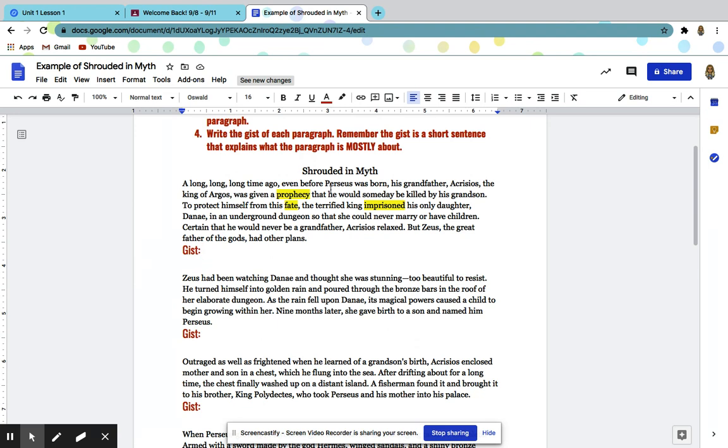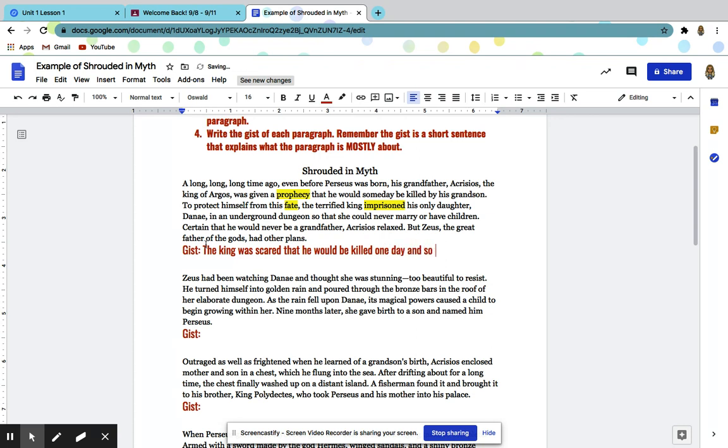So if I look through, I know that it's talking about Acrisius the king. It was telling me that someday he might be killed by his grandson. And then because of that, he put his daughter Danae in an underground dungeon so that she could never have children. So when I write my gist, I'm going to say the king was scared that he would be killed one day.